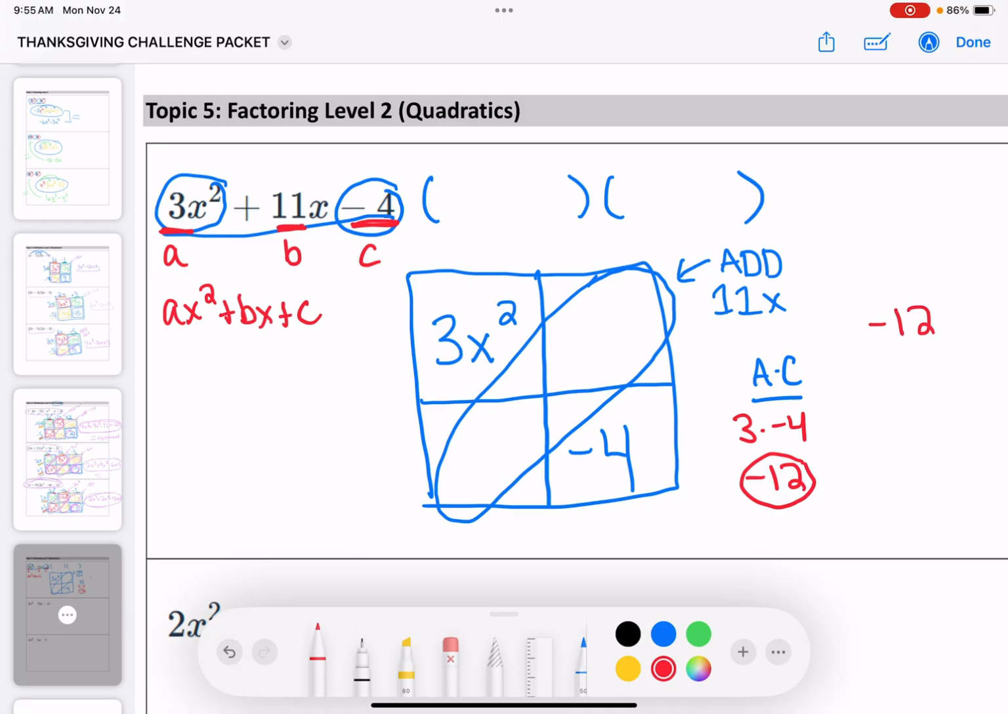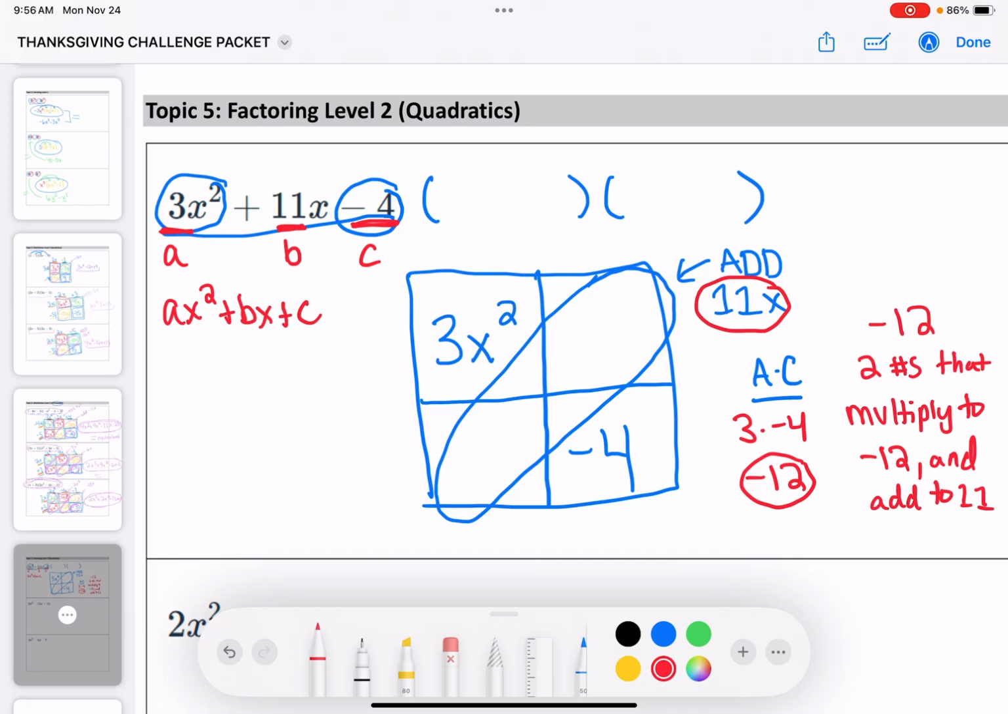I'm looking for two numbers that are factors, that multiply to negative 12 and add to positive 11, which is my b term.